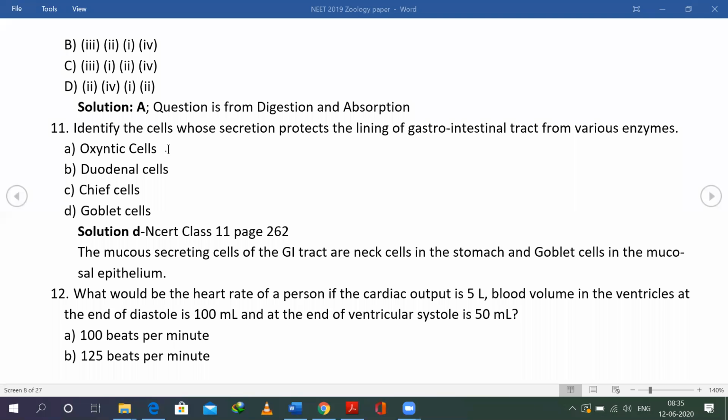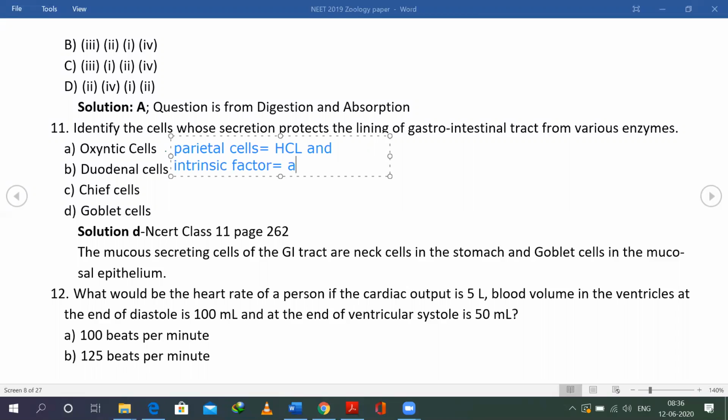So these oxyntic cells are also called the parietal cells. What do they secrete? They secrete HCl, hydrochloric acid, in the stomach, and as well intrinsic factor. So what is the function of this intrinsic factor?